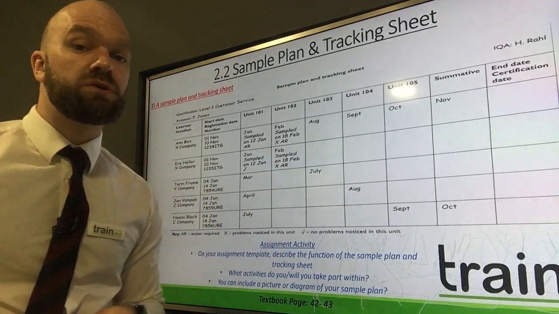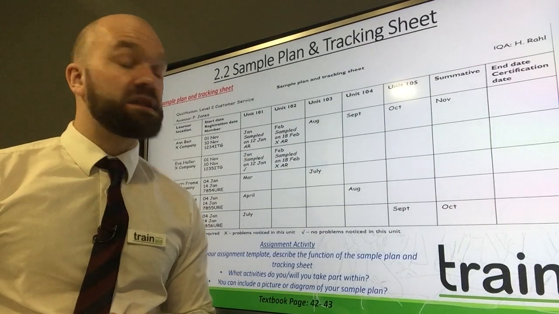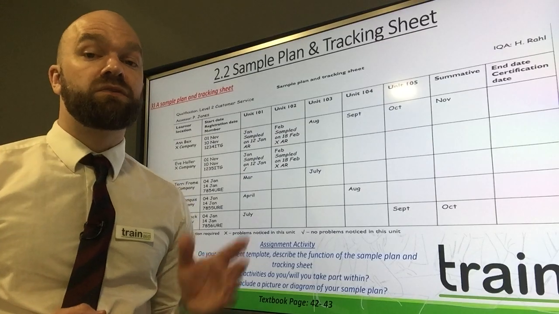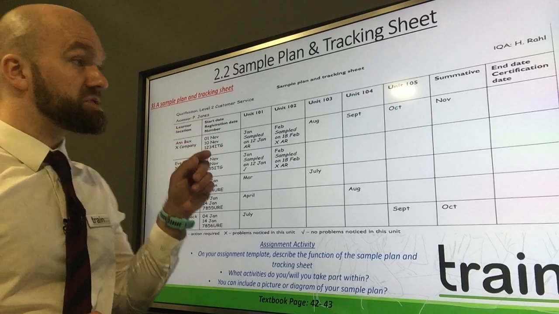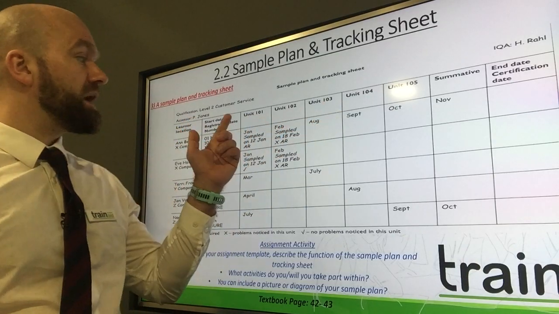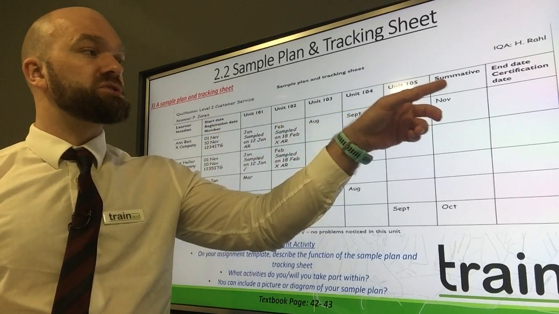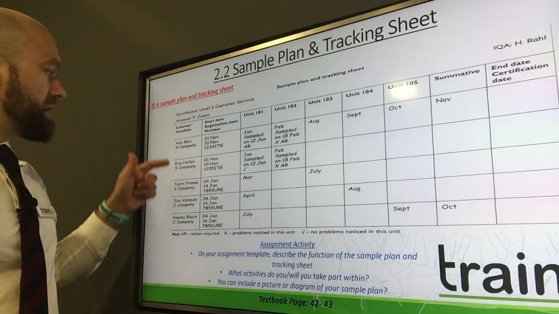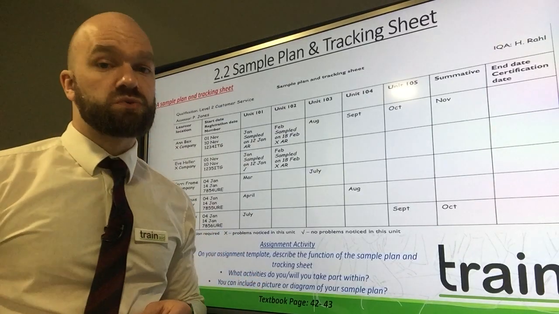In regards to this sample plan, again, it's staying with the subject of level 2 in customer service. Now, for this sample plan, we have the name of the one assessor here, P. Jones at the top. The units just across the top. So we have unit 101 all the way to 105. We also have a summative assessment column as well. Now, along this column, we have the different learners as well.